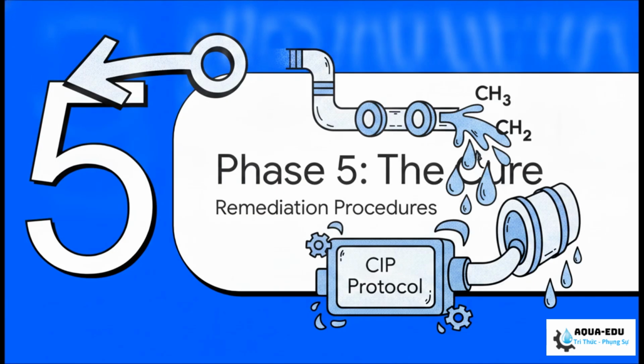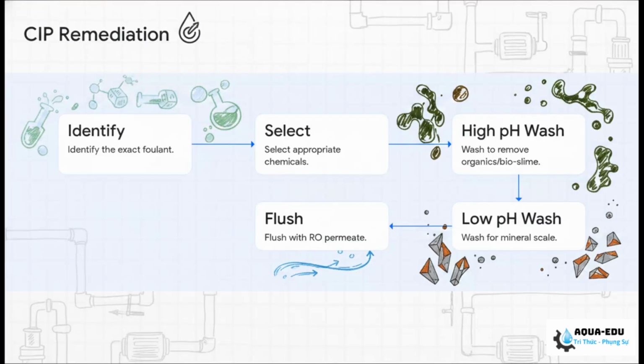Okay, phase 5, the cure. Let's get into the detailed remediation procedures. So, we've cornered our suspect and verified our upstream conditions. Now, it's time to administer the cure using a highly specific clean-in-place, or CIP protocol. First, you absolutely have to know what you are cleaning. It's super common to use multiple chemicals in a very strict sequence.